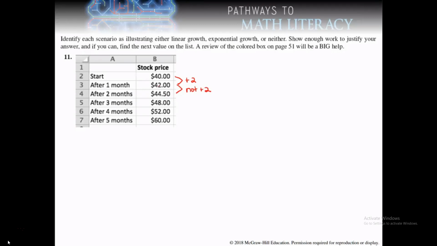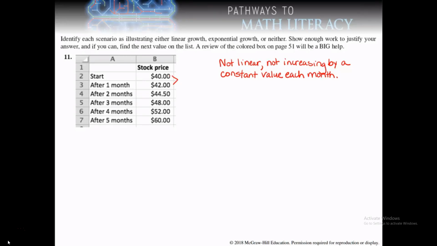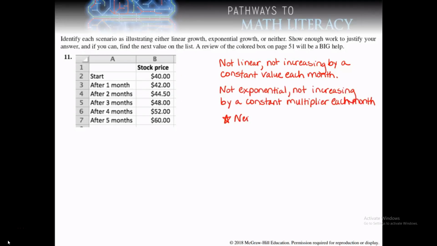So then I need to check to see if it's exponential. I'll take $42 divided by $40, and that tells me to get from 40 to 42, I would need to multiply by 1.05. Does that pattern continue? If I multiply $42 by 1.05, do I get the next entry in the table? No, I do not. I would actually get $44.10, which is different from the value in the table. That means that this is not exponential growth either. So this one is actually neither linear nor exponential growth.